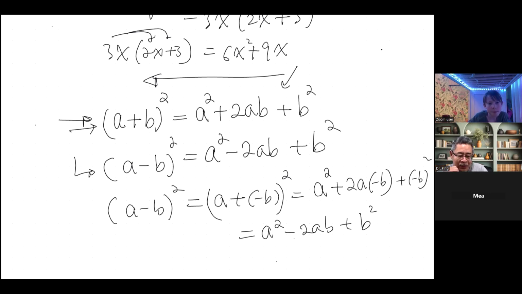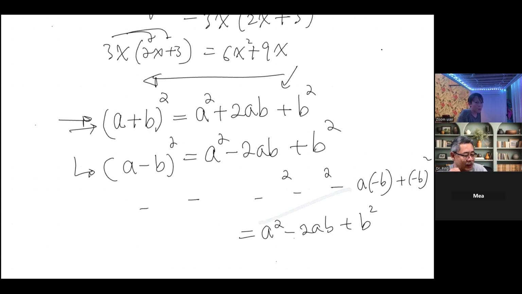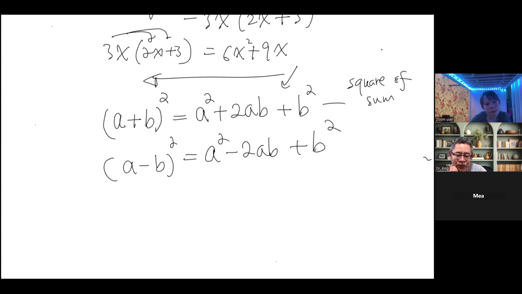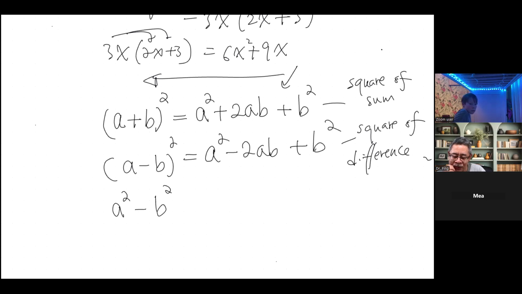Okay, there's another one which is very important, called difference of squares. So this is called square of sum, and this one is called square of difference. Then we have a squared minus b squared. This is called difference of squares, and that is equal to (a + b) times (a - b).